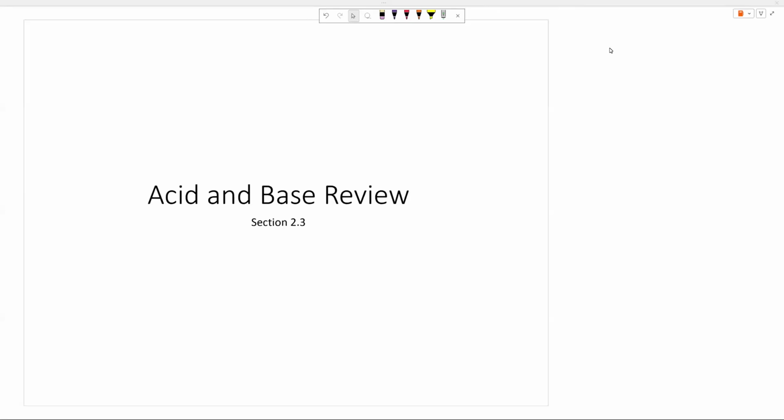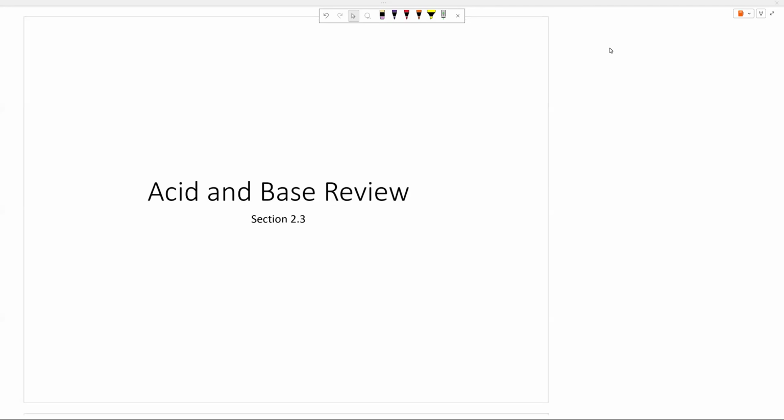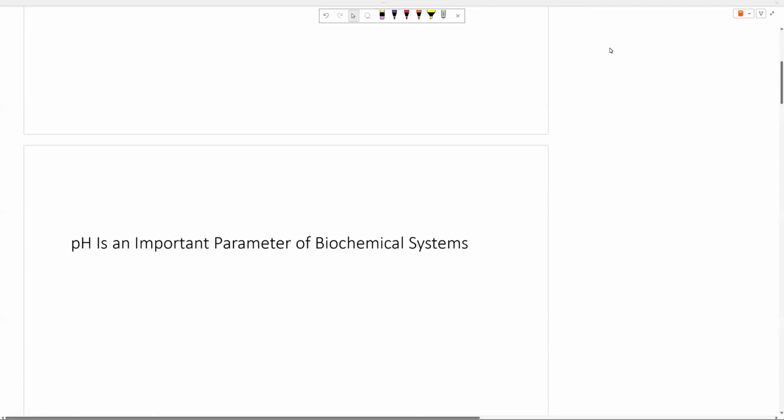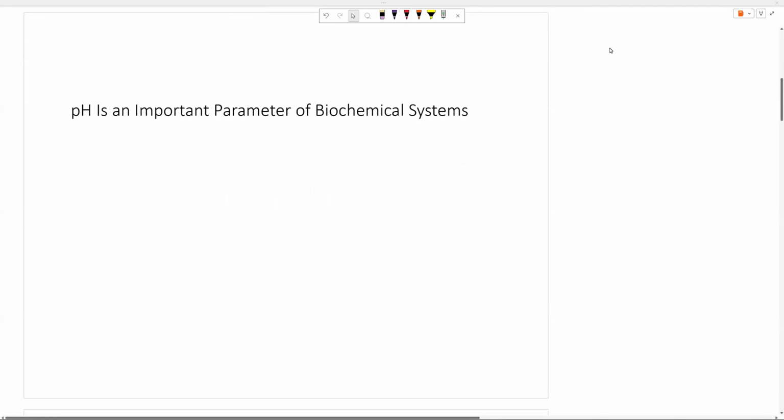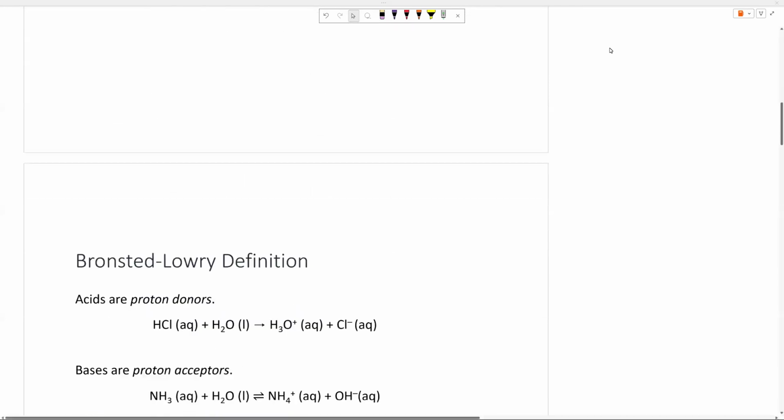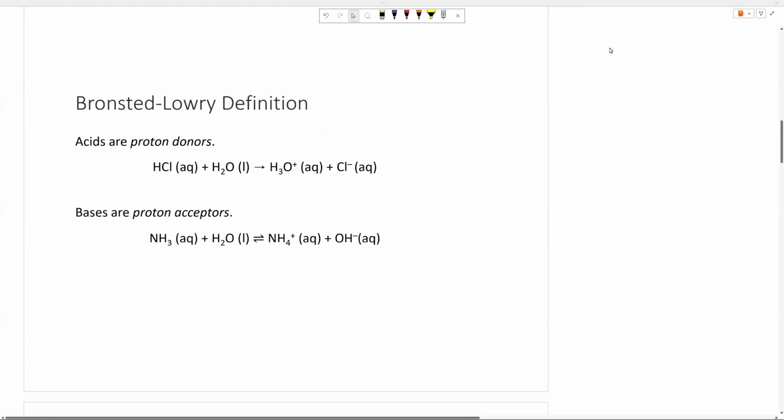All right, welcome to our quick review of acids and bases. Why are we reviewing this? Because pH is an incredibly important parameter for biochemical systems. We will look over and over and over this semester at how pH affects the various molecules we're looking at. Our basic acid-base definition we'll most often use is the Bronsted-Lowry definition.